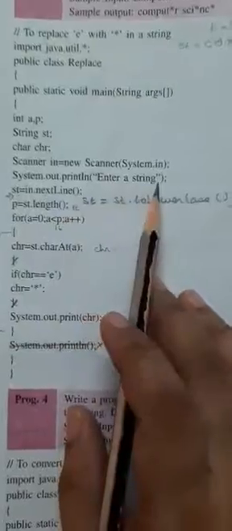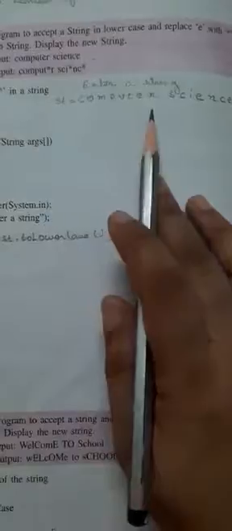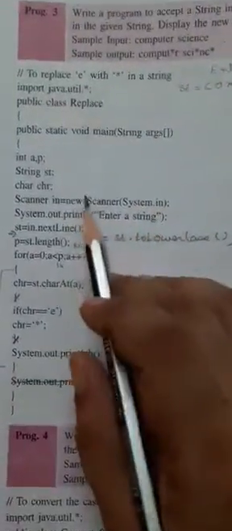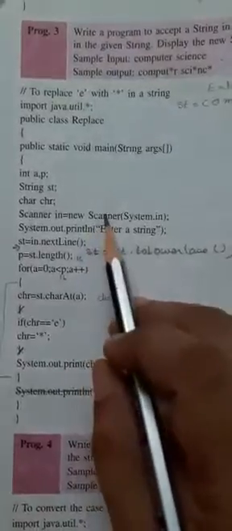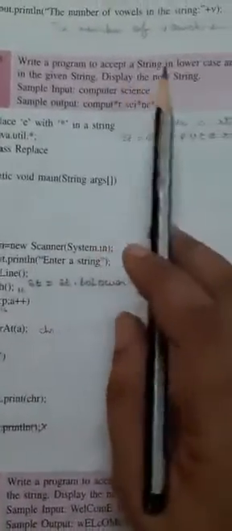Now here System.out.print enter a string. We are saying to enter a string, and the string is being entered, like computer science. So this will be displayed like this: enter a string, and then you will enter the string computer science. Since we have said enter a string, the user may enter or may not enter it also. We have to think of that. But here they have said you have to accept it in lower case.